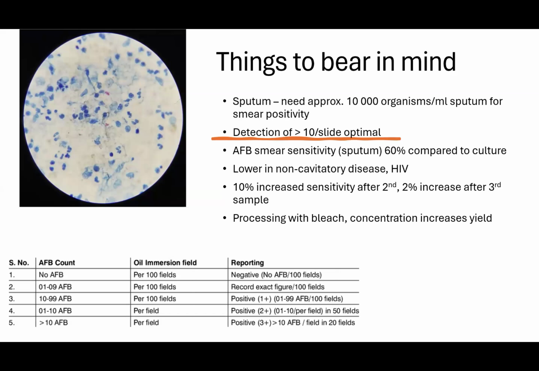And compared to culture, AFB smear sensitivity in sputum is only about 60% that of culture. And obviously, as you know, it's lower in non-cavitatory disease, which is what we usually see in kids. So we have a very low positivity rate, and also in HIV positive patients. It does have a 10% increase in sensitivity when you send a second specimen, and after a third, just a small increase by another 2% of yielding a positive result.